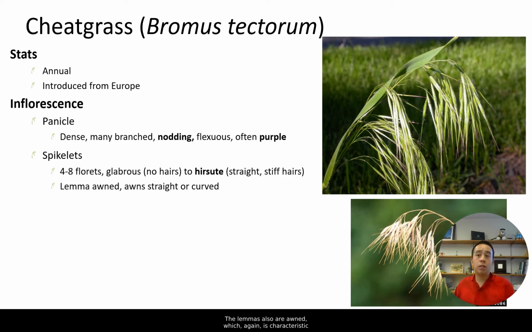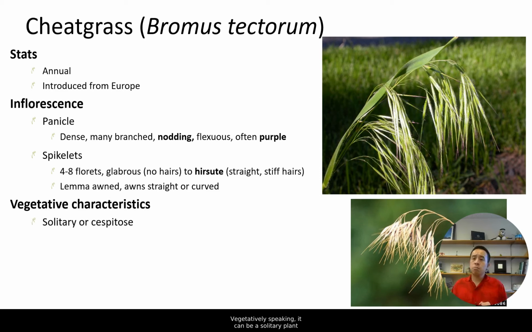The lemmas also are awned, which again is characteristic of the Bromeae tribe and the Bromus genus. And the awns typically can be straight or they can be curved. Vegetatively speaking, it can be a solitary plant or a cespitose plant, depending on the soil type. Oftentimes you might wonder what makes a plant solitary or cespitose. Well, plants that grow in really high nutrient or high water environments typically have the energy and resources to become cespitose and create a bigger basal bunch, whereas plants growing in more arid or low nutrient environments, or in high densities with intense competition, tend to be more solitary and just put up a single stalk.